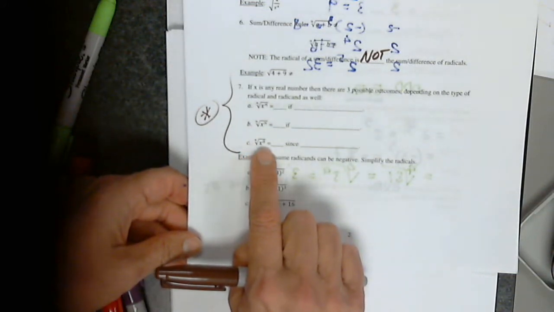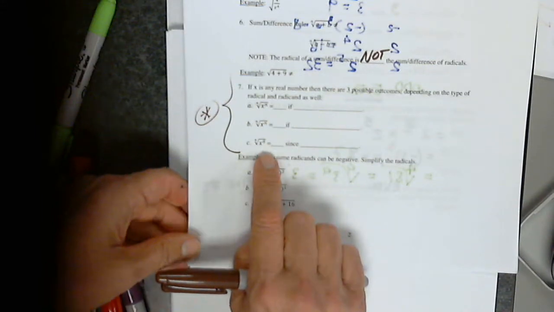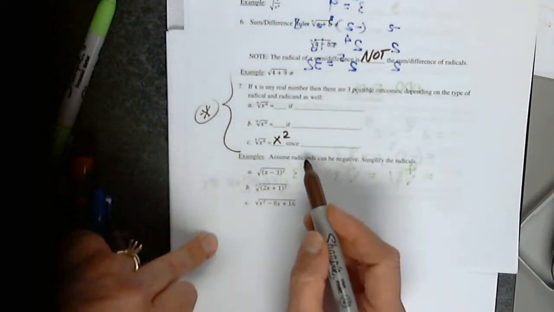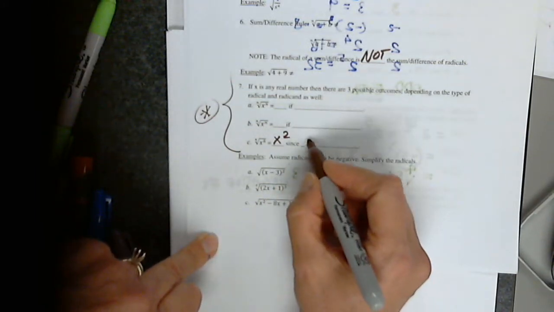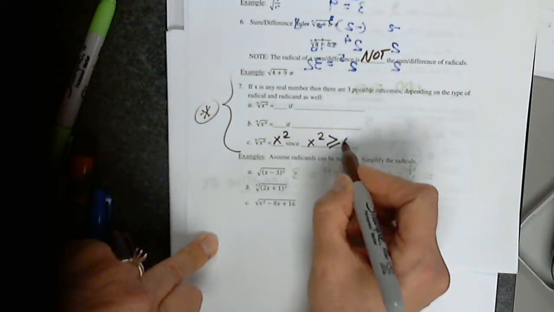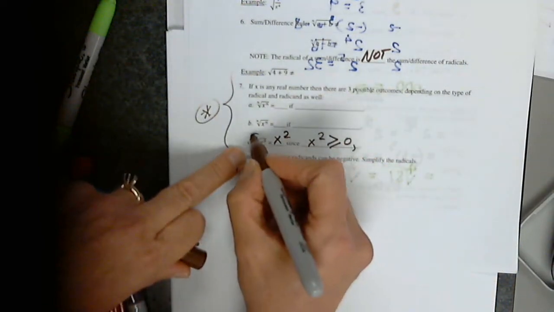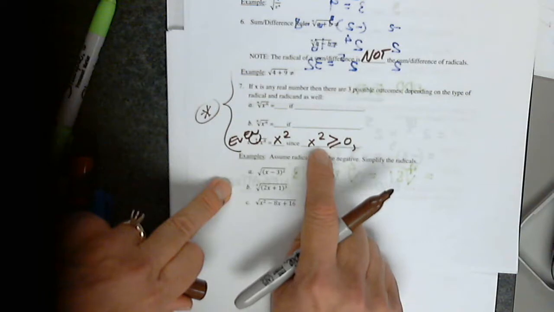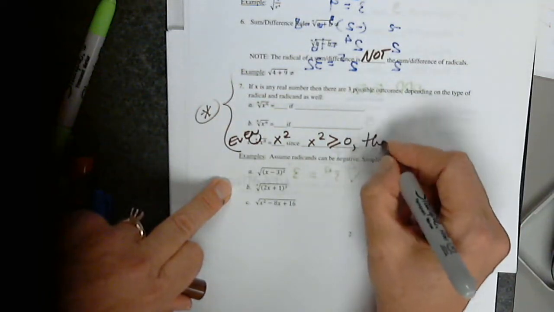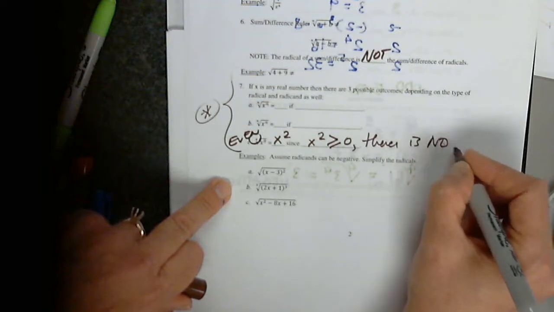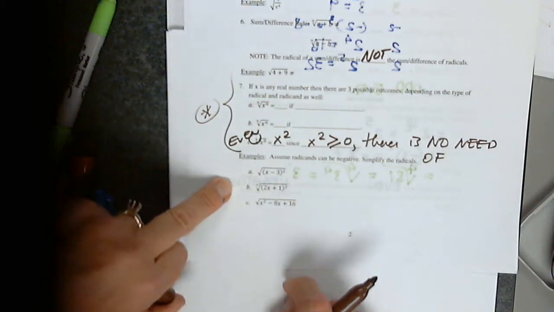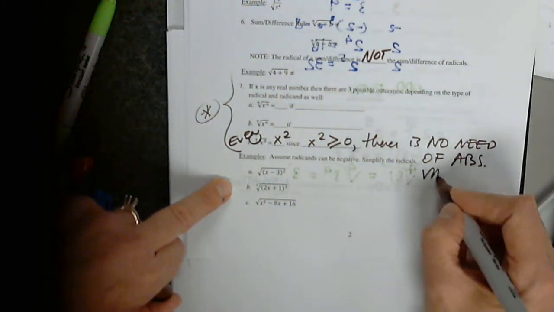What is the fourth root of x to the 8th equal to? x squared. And I should write here, since x squared is always greater than or equal to 0, although the index is even, the answer can never be negative. So since x squared is always greater than or equal to 0, there is no need of absolute value on x squared.